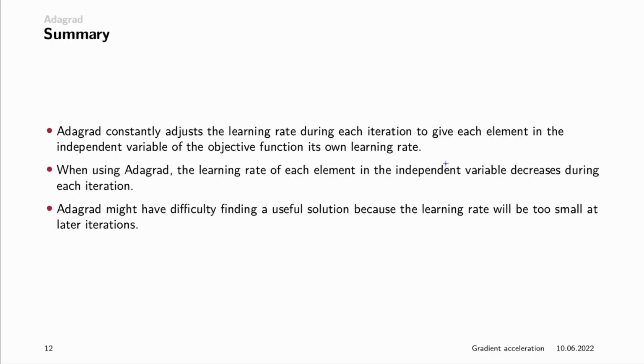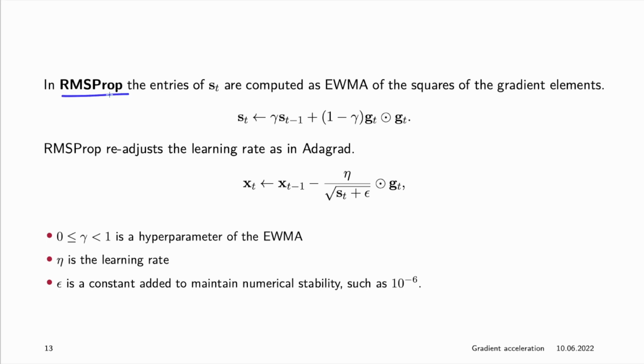And it might have difficulty finding a useful solution because the learning rate will be too small at later iterations. A method that modifies Adagrad in order to solve this issue that the gradient decays so quickly is called RMSProp. RMSProp also introduces this variable st. However, it computes it differently.